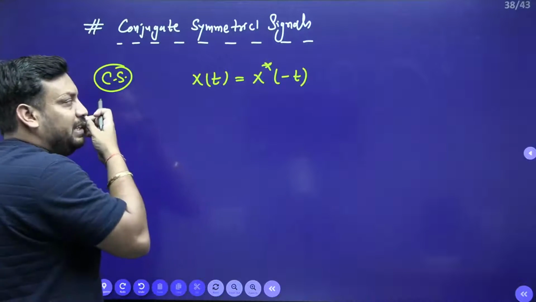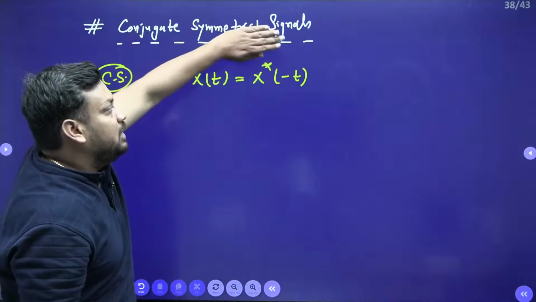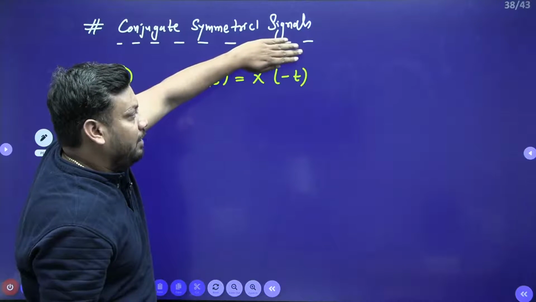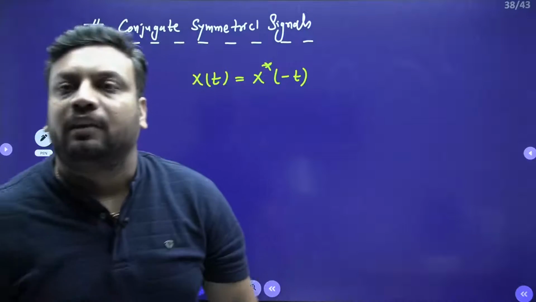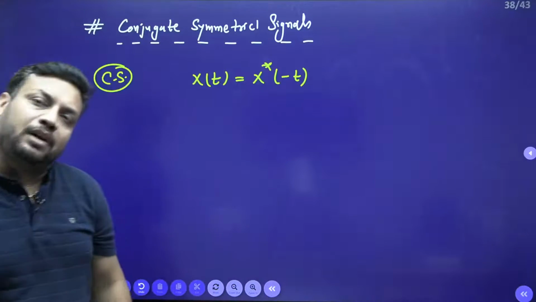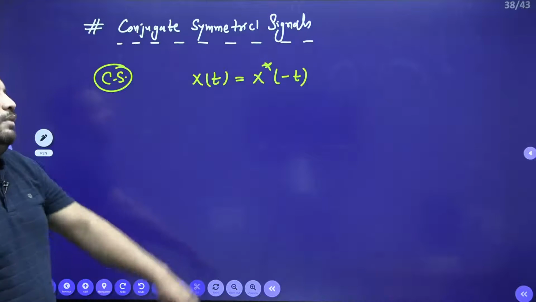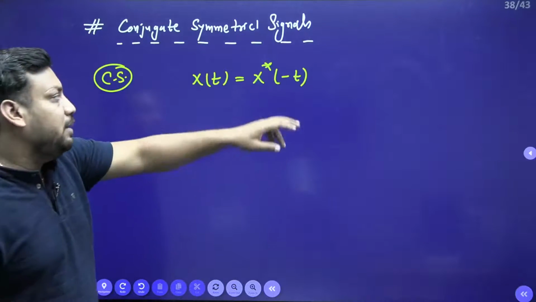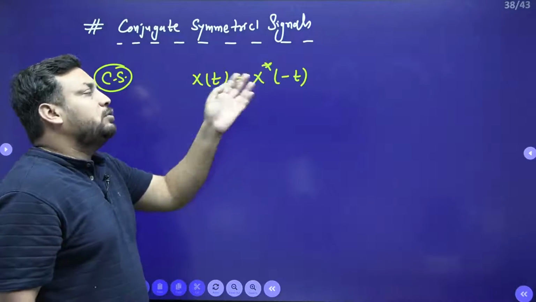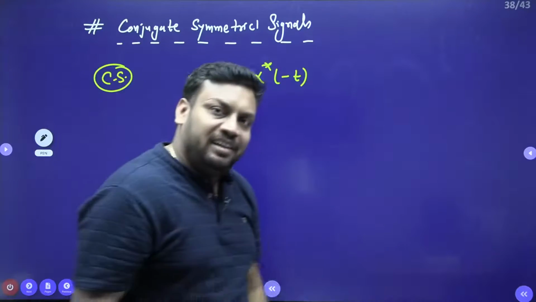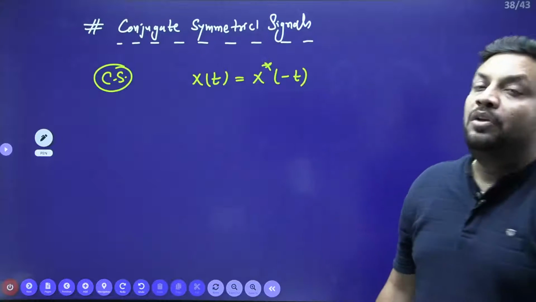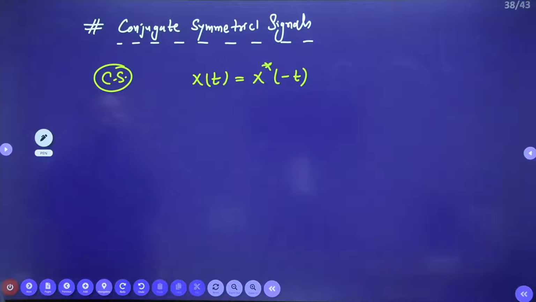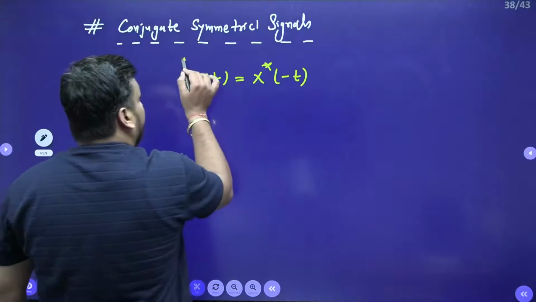It means if I remove the star, then it will be an even signal. हाँ या ना. And if I remove minus t, then x(t) equal to x conjugate of t, it means a real signal, because for a real signal the conjugate is the same. मजा आ गया sir. Yes or no? That is why I told you, combination.